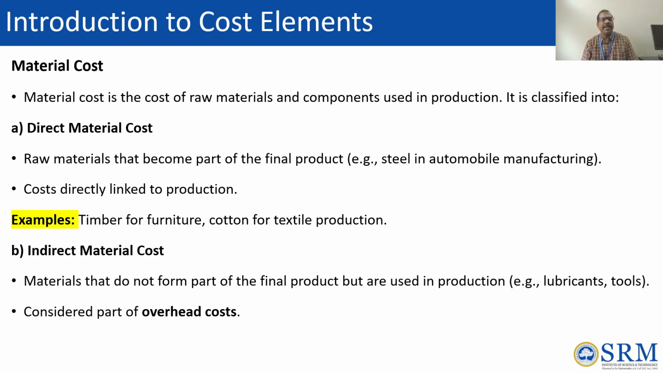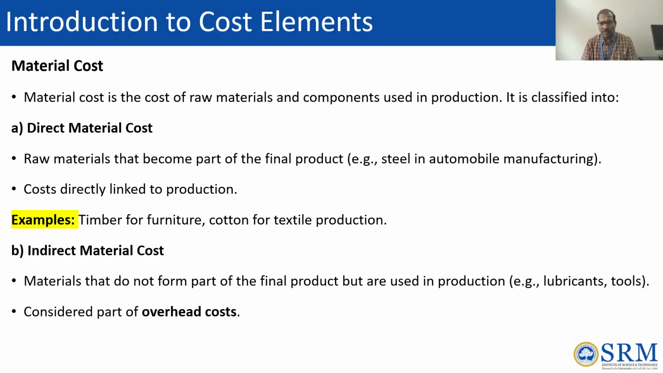Then what is meant by indirect material cost? Material that does not form part of the final product but is used in production. At the end of the final product, the material we used in between the process won't be there. But without it, we can't do the production or manufacturing. It is necessary to complete the production, but it is not necessarily present in the final product when we deliver it to the market. That kind of material and its value is considered indirect material cost.